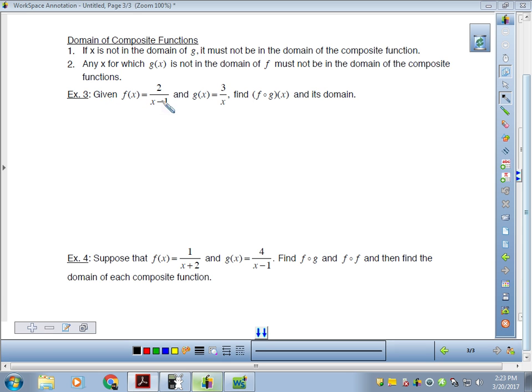So we're given f of x equals 2 over x minus 1, and g of x equals 3 over x. And they ask us to find f composed of g of x and its domain. So that means we're finding f of g of x.